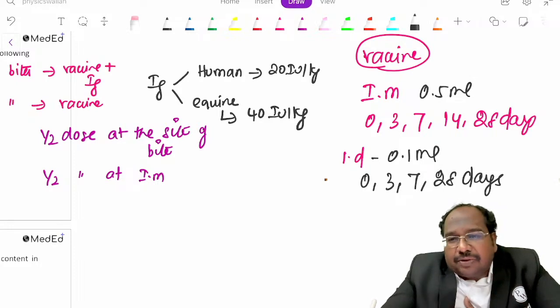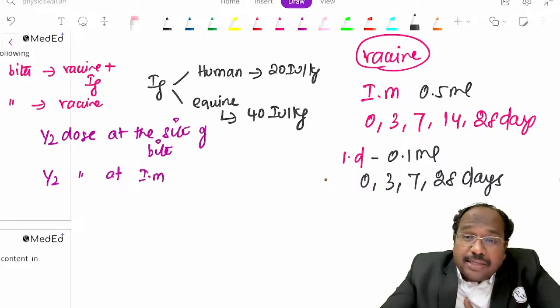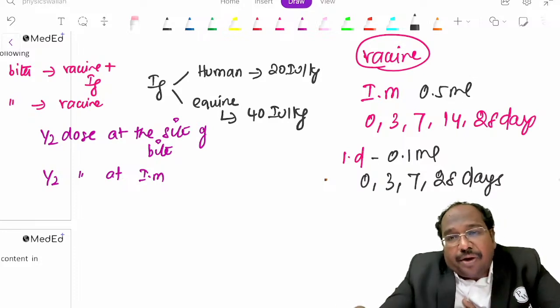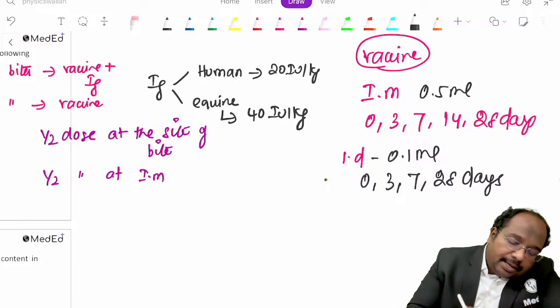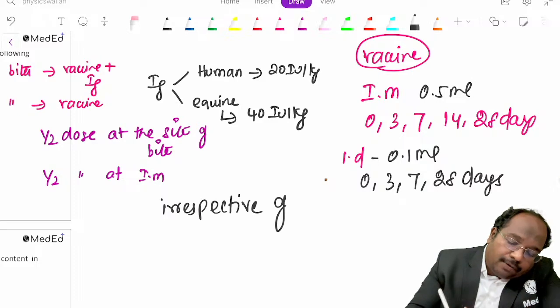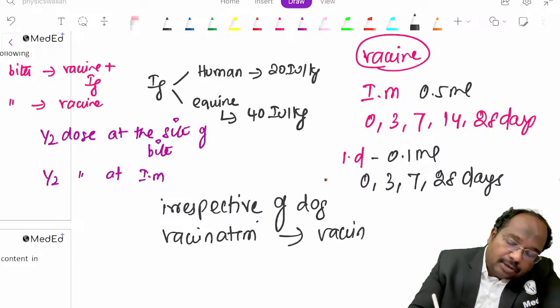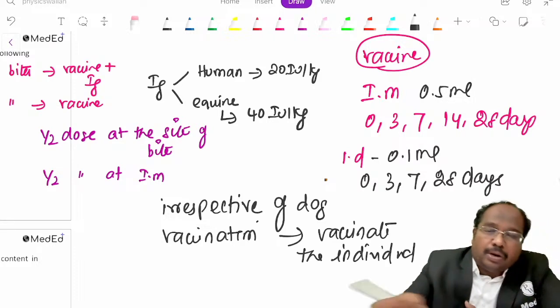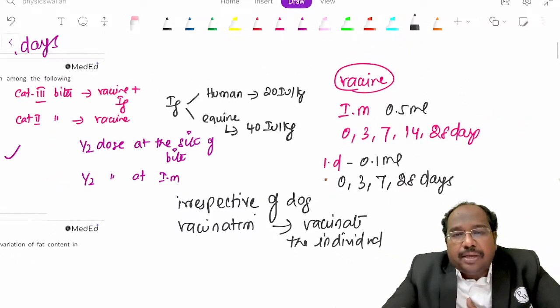Now, a recently asked question: a patient came to the hospital with a dog bite, but the dog is vaccinated. It's an AIIMS INI exam question. What you have to do? Irrespective of dog vaccination, you have to vaccinate the individual. It's a recent question; recently you had 1 or 2 questions, and this is one such question.